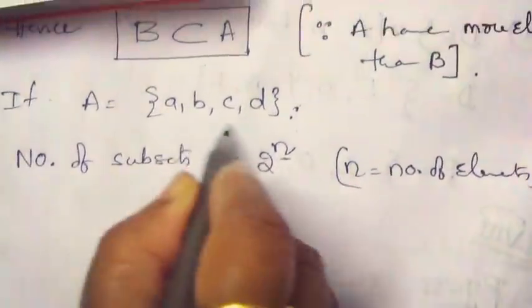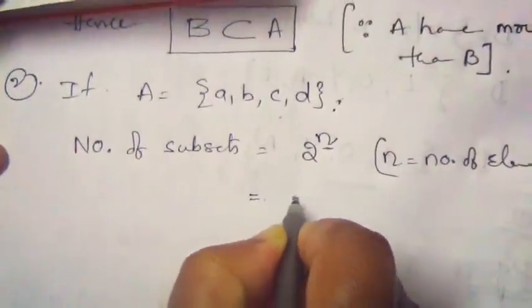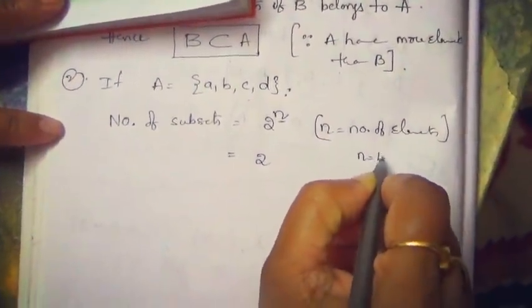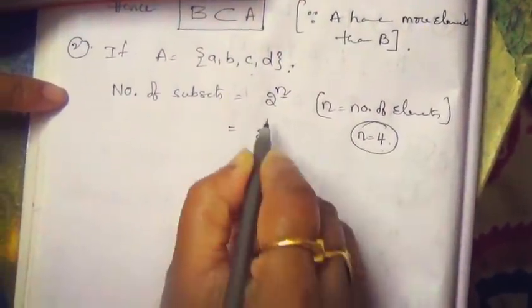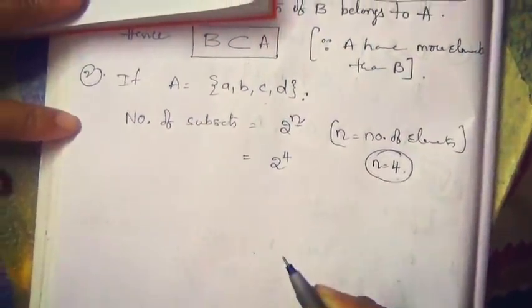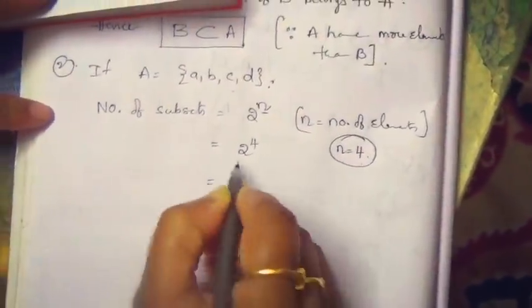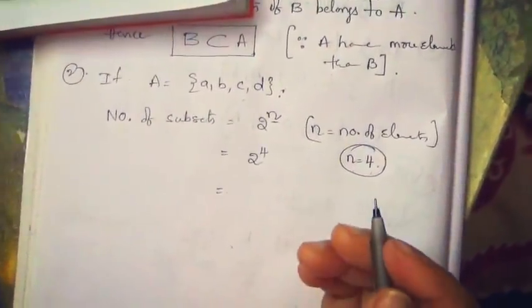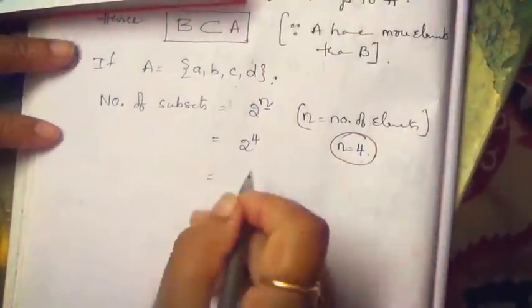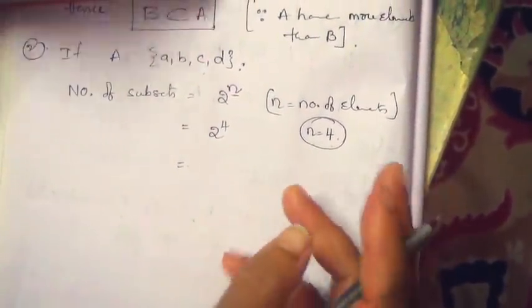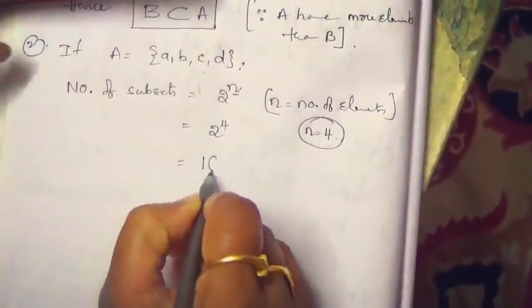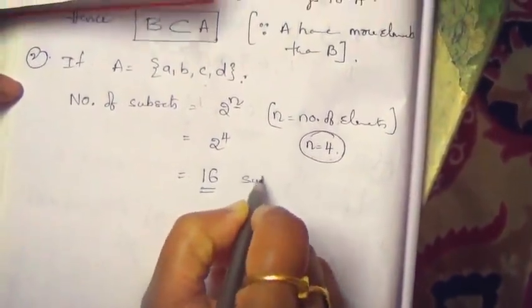So how many elements are there? 4. So n is equal to 4. Substitute n equals 4 in this, so 2 to the power of 4. 2 to the power of 4 means 2 has to be multiplied 4 times, right? 2 twos are 4, 4 twos are 8, 8 twos are 16. 16 subsets.